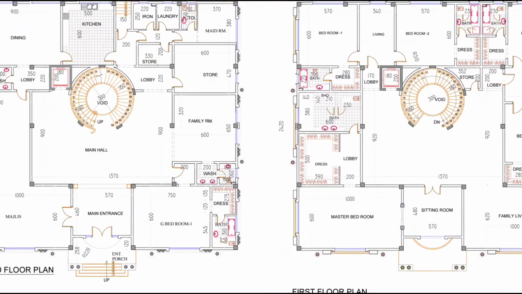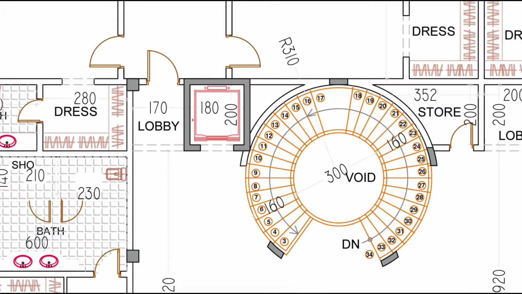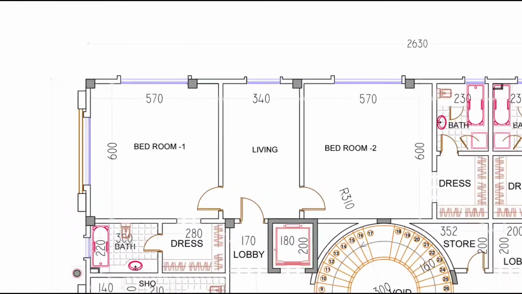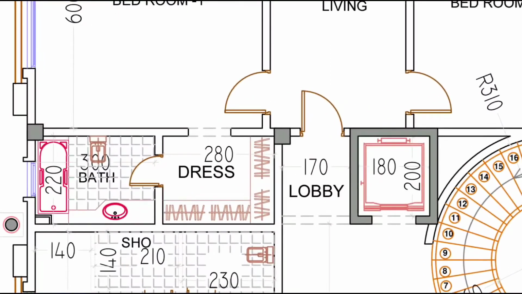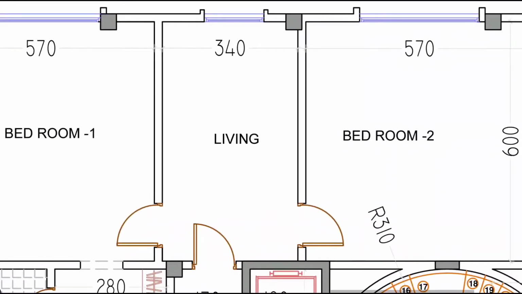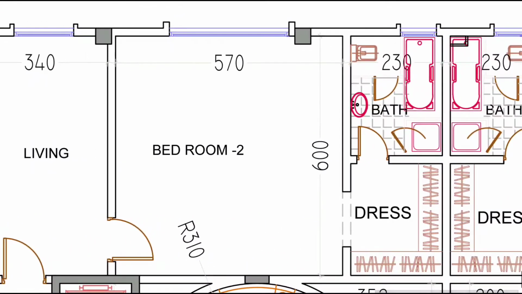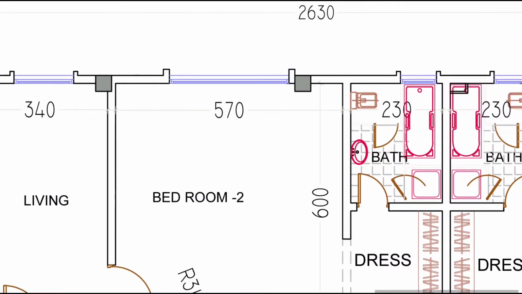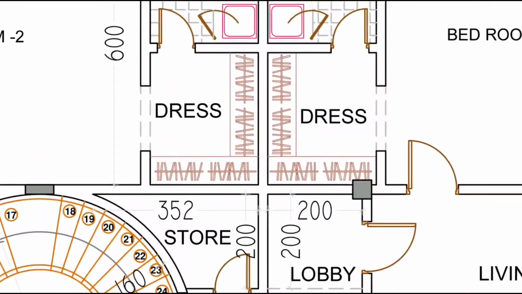Now we will see the first floor plan. We reach here from ground to first floor, or we can access through the lift also. So we will see this from the corner here. This is 600 by 570 bedroom 1, and this is the dress area and bathroom, 220 by 300 centimeters, and dress area 280 by 220 centimeters. This is bedroom 1. This side is a small living area. We can place our small sofa or small chair. This is bedroom 2, 570 by 600 centimeters, and this is the dress and attached bathroom, 230 by 600 centimeters overall.